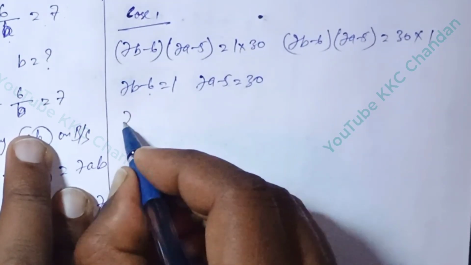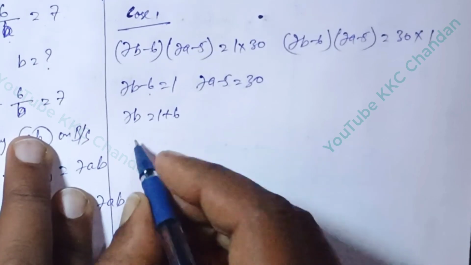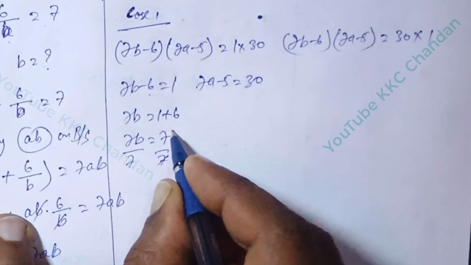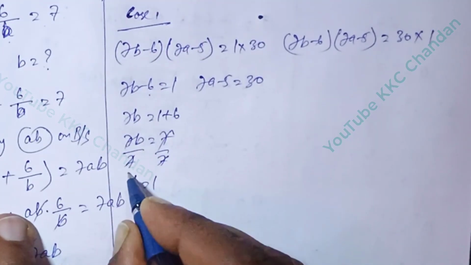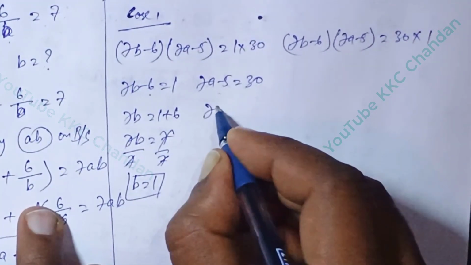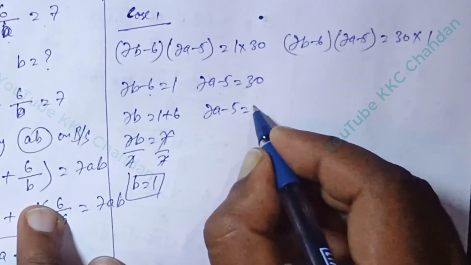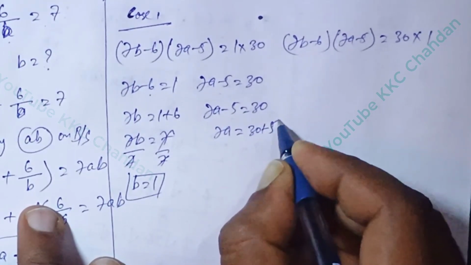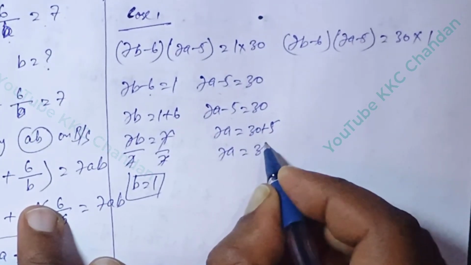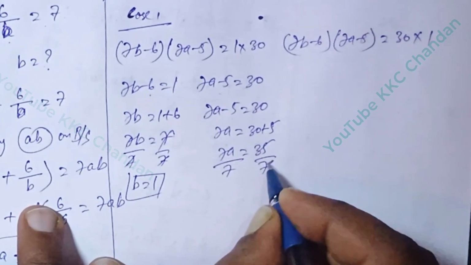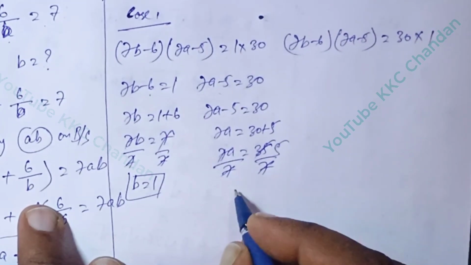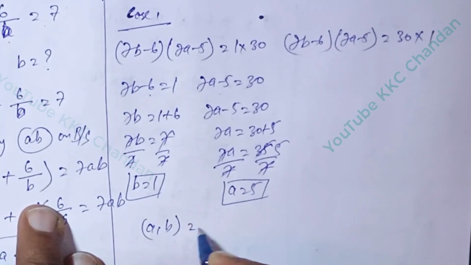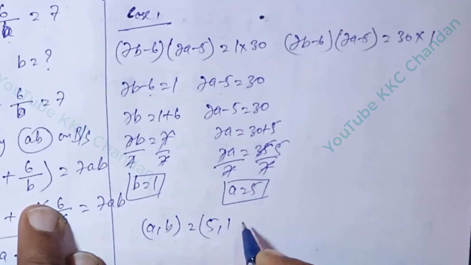This 6 comes to this side, 7b is equal to 1 plus 6, 7b is equal to 7, both sides divided by 7, 7 and 7 cancel, here b is equal to 1. Here 7a minus 5 is equal to 30, this 5 comes to this side, 7a is equal to 30 plus 5, 7a is equal to 35, both sides divided by 7, 7 cancels, 5 times, a is equal to 5. Therefore a value 5, b value 1.